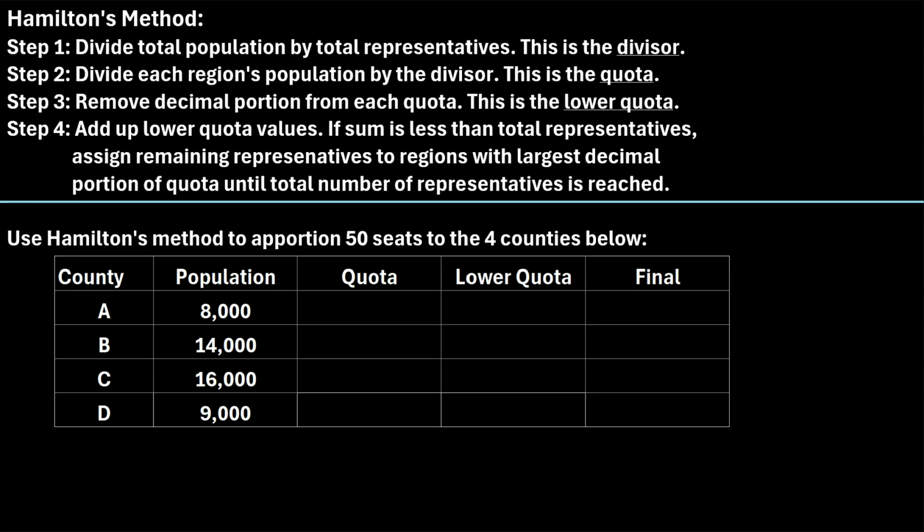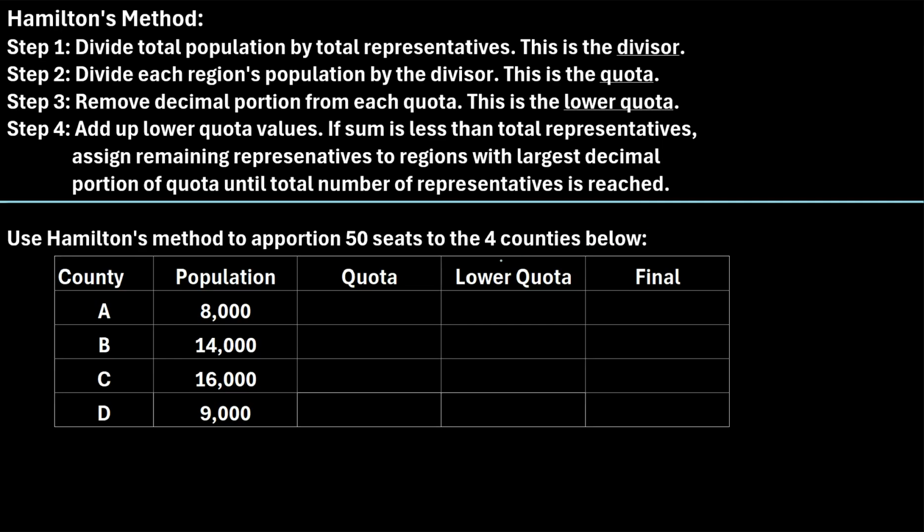In this video, we will talk about how to use Hamilton's method. This is a method that you can use to assign seats to counties or regions based on their population. Hamilton's method uses this four-step process to determine how many seats each region, county, or state should get. So let's check out an example of how to actually use this method.